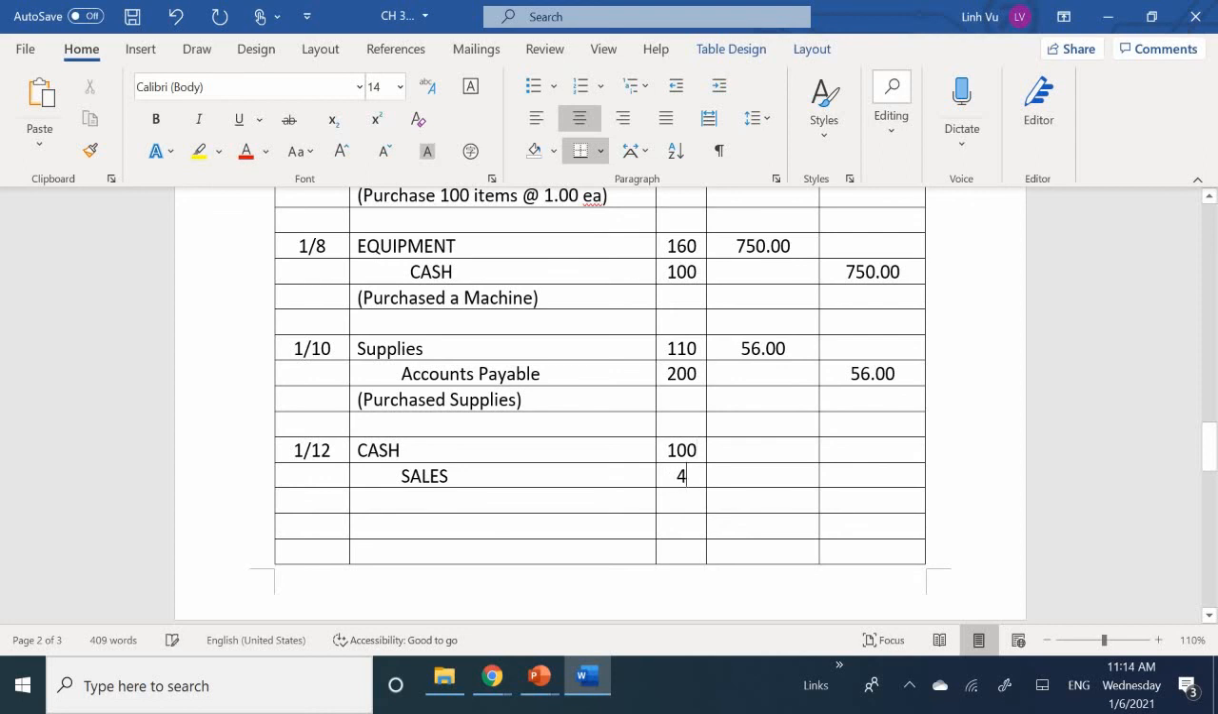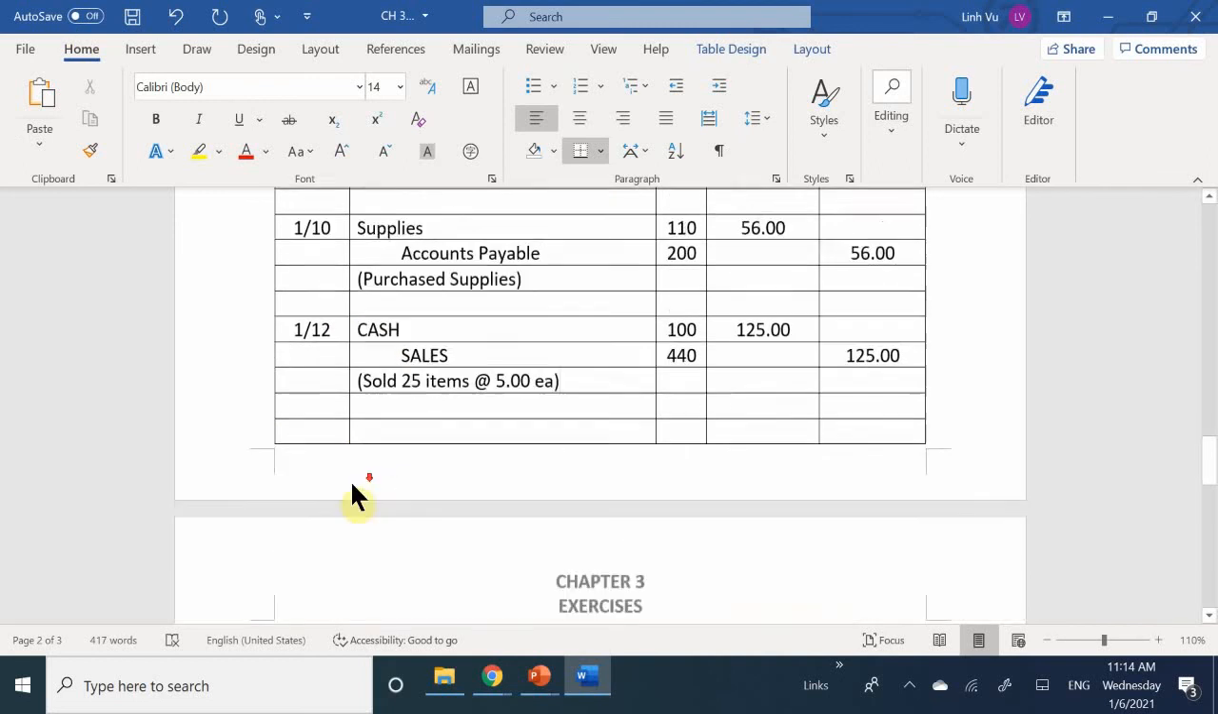You recognized that first. You said 410, and you said it was 125 because it's 5 times 25. Good. And no sales tax. And we'll talk about that next week, when we actually start dealing with sales and purchases, okay? So again, sold 25 items at $5 each. Okay? So good. So that is that.